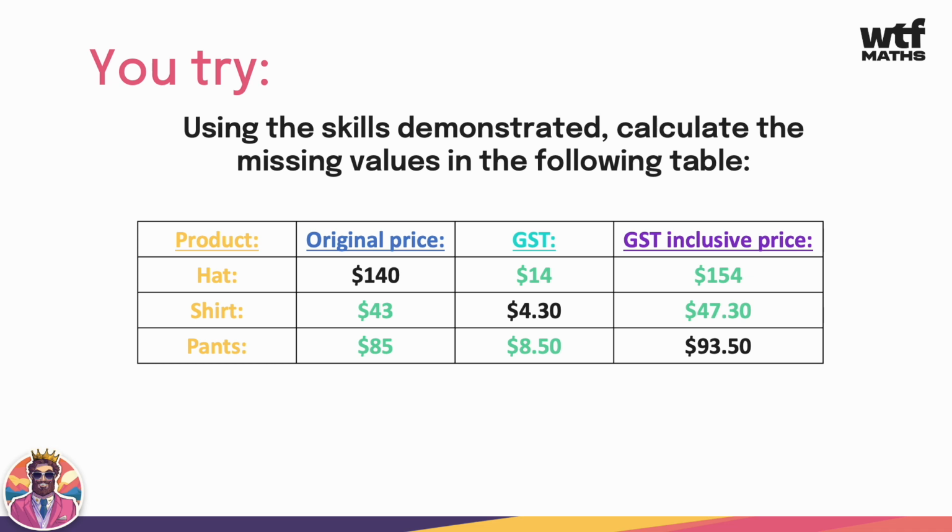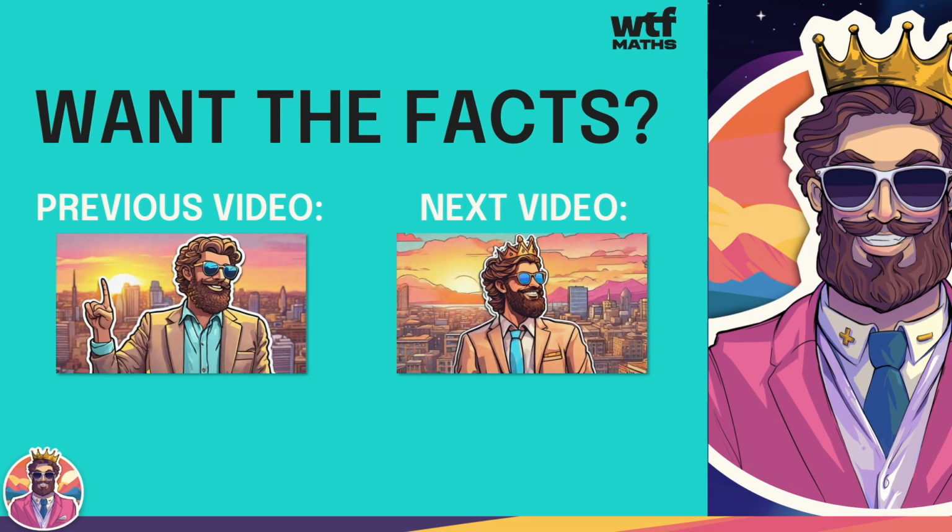And finally, if you know the GST inclusive price is $93.50 for pants, if you divide by 11, you'll get the GST of $8.50. Or you can divide by 1.1 to get the original price of $85. Alright everyone, that was pretty much a speed run on GST, so hopefully you were able to follow along.